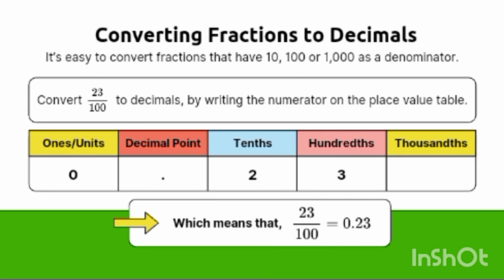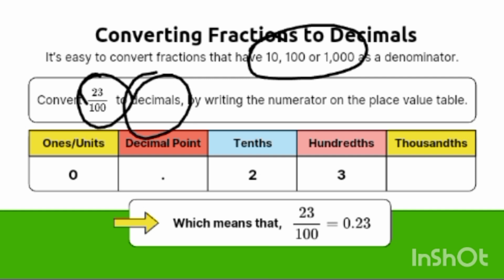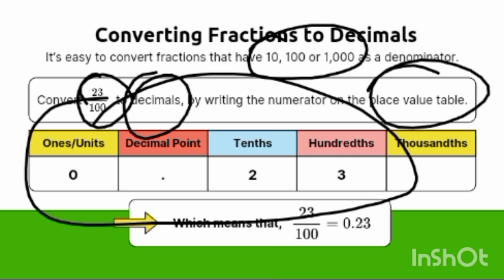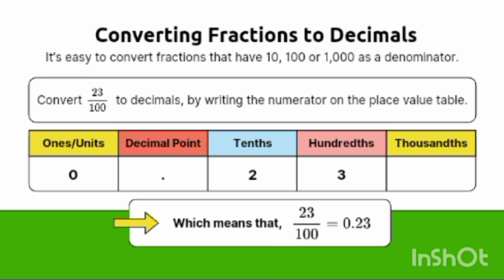Then we have converting fractions to decimals. Now we are going to see how we can convert fractions to decimals. It's easy to convert fractions that have 10, 100 and 1000 as a denominator. Like converting 23 by 100 to decimals by writing the numerator on the place value table. If any fraction has 10, 100 or 1000, it will be easy to convert that into decimals. Here we have 23 by 100.